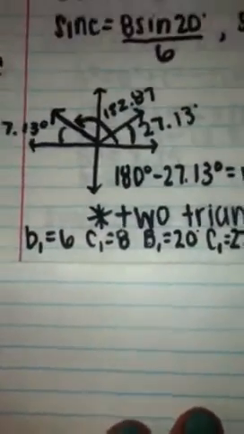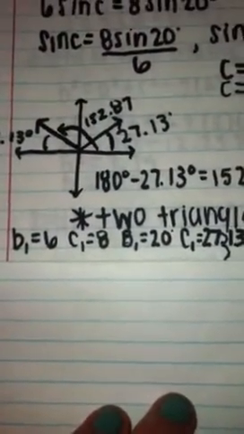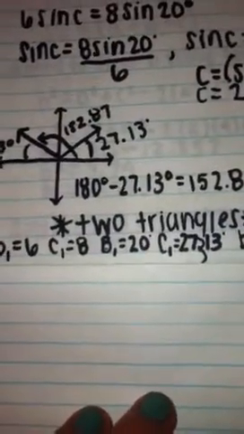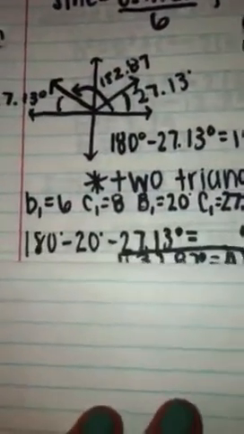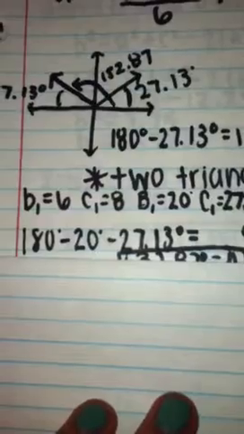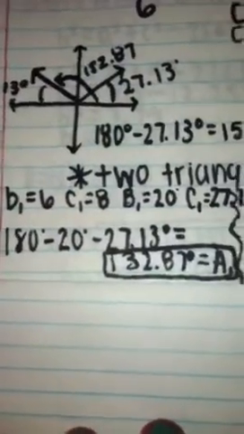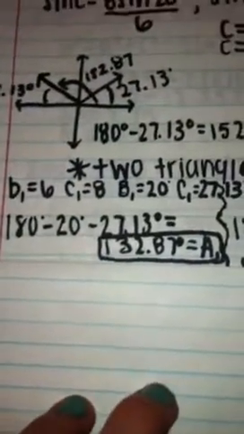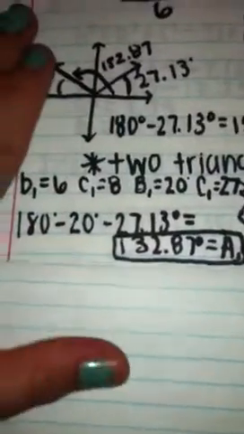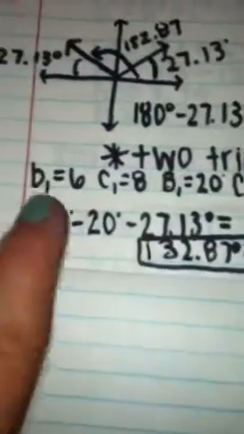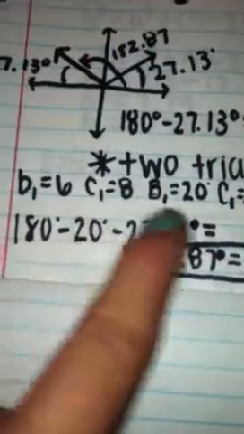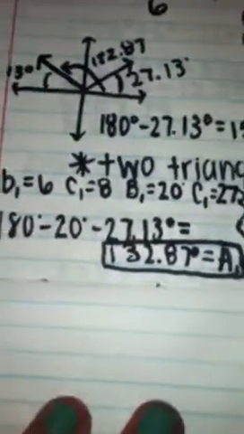So the first triangle, b1 equals 6, c1 equals 8, angle B of the first one is 20, and angle C of the first one is 27.13. 180 minus 20 minus 27.13 equals 132.87, and this is the angle A of the first triangle because there's 180 degrees in a triangle, so subtracting the two other ones would get you the third angle.